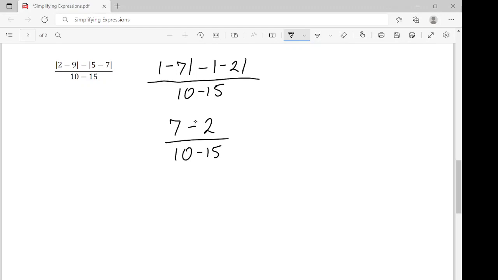And now I combine the top. 7 minus 2 is 5. 10 minus 15 is -5. And a positive divided by negative is going to give me a negative, and 5 divided by 5 is 1. So -1 is this expression simplified.